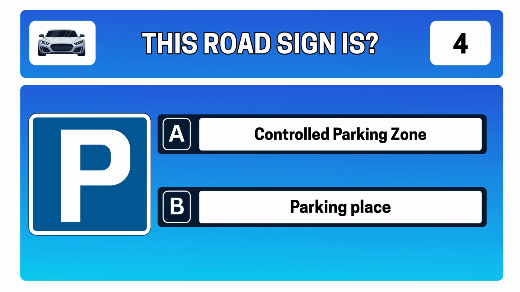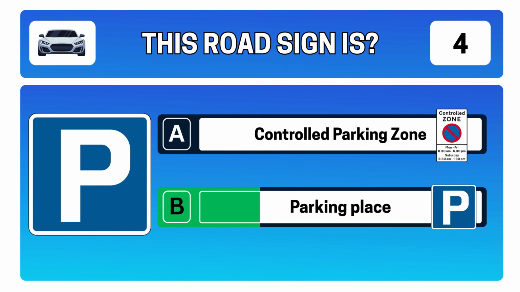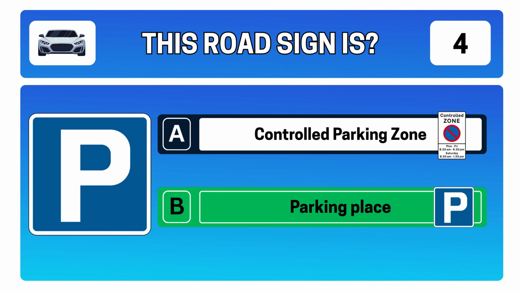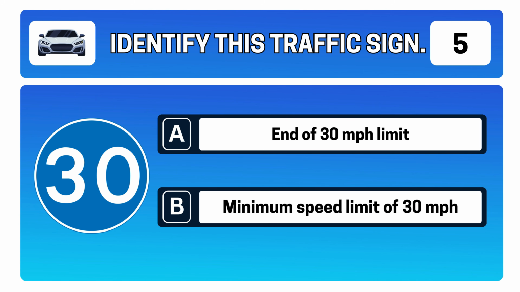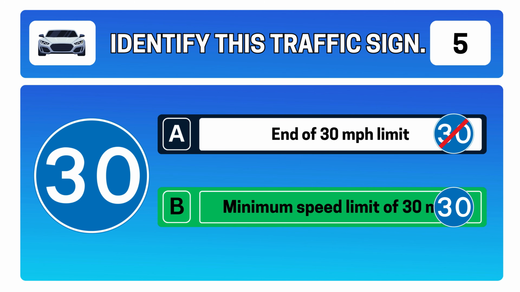This road sign is A. Controlled parking zone. B. Parking place. Nicely done. This is the designated parking place sign. Identify this traffic sign. A. End of 30 miles per hour limit. B. Minimum speed limit of 30 miles per hour. Correct. This sign shows the legal minimum speed limit of 30 miles per hour.